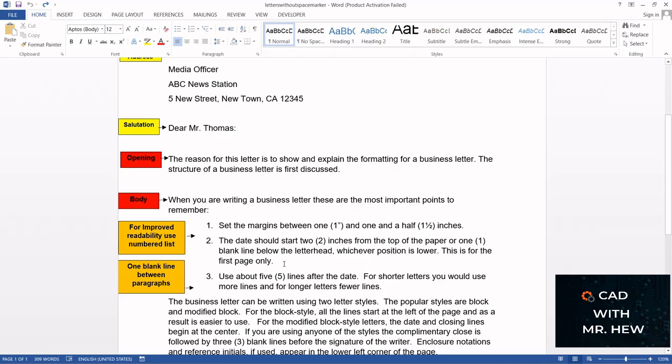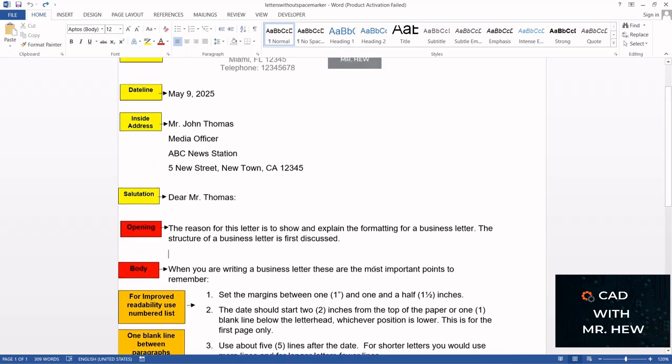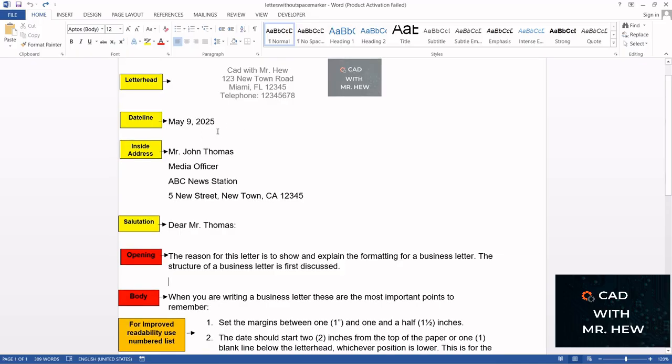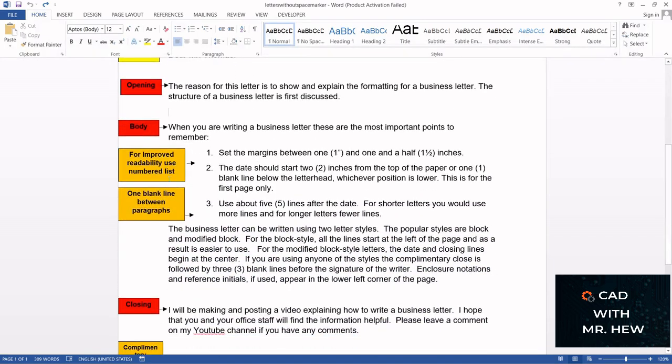This is for the first page only. And in the third numbered list, use about 5 lines after the date. For shorter letters, you would use more lines, and for longer letters, you use fewer lines. So let me show you. I'm going to show you this recommended spacing, and then I'll explain what we mean by fewer lines or longer lines. All right. Then you always have one blank line between paragraphs.